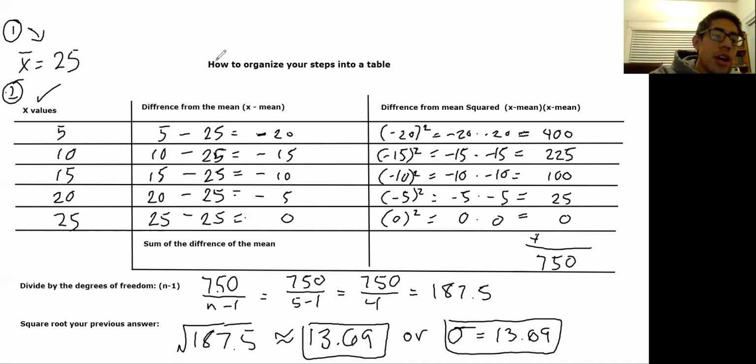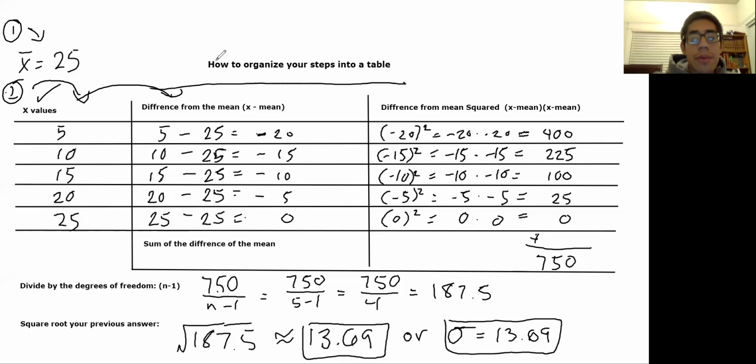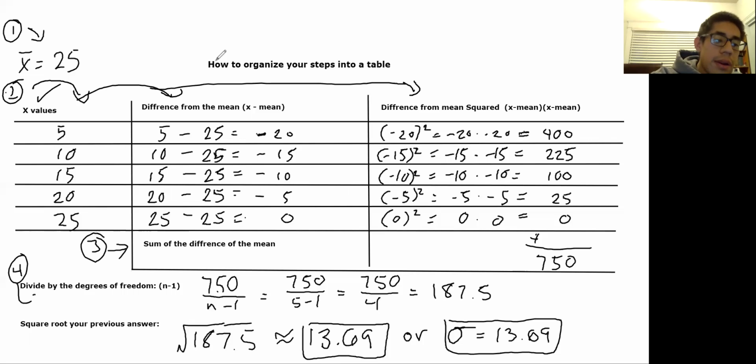This entire chart is step 2, because you're going to be doing this, and you're going to be doing this. This is your step 3 down here. This is your step 4 right here. And this is your step 5 right here. So that's how this table is organized.